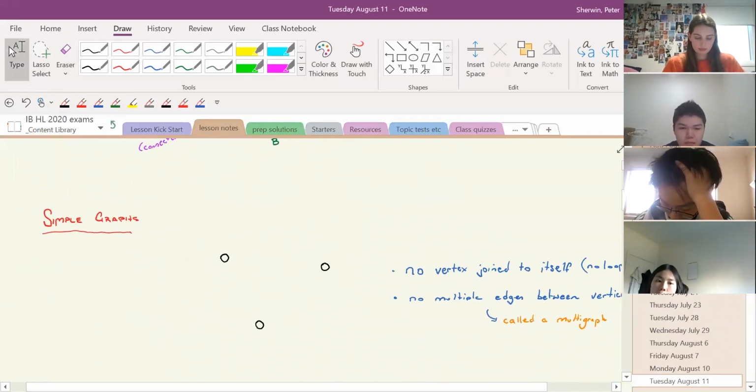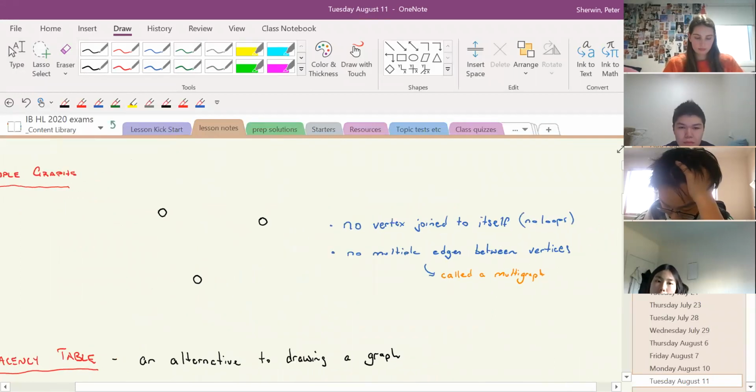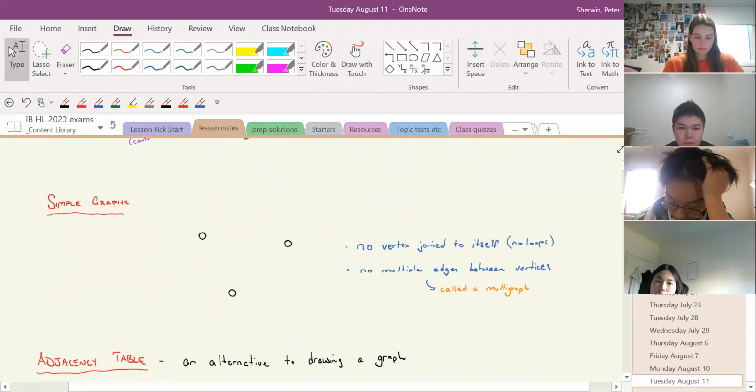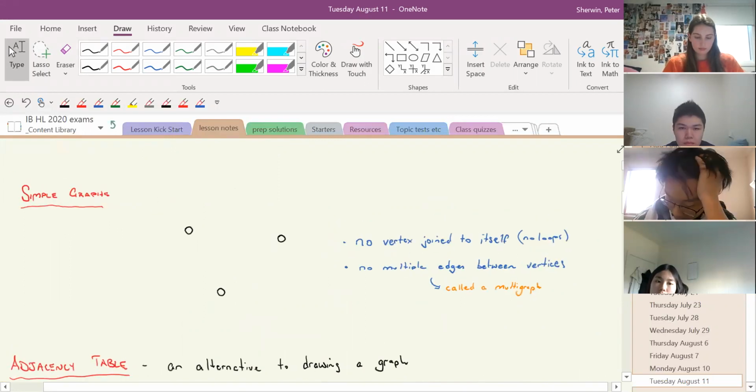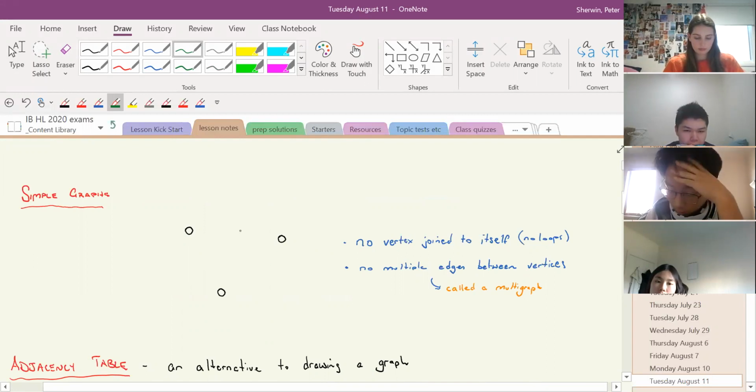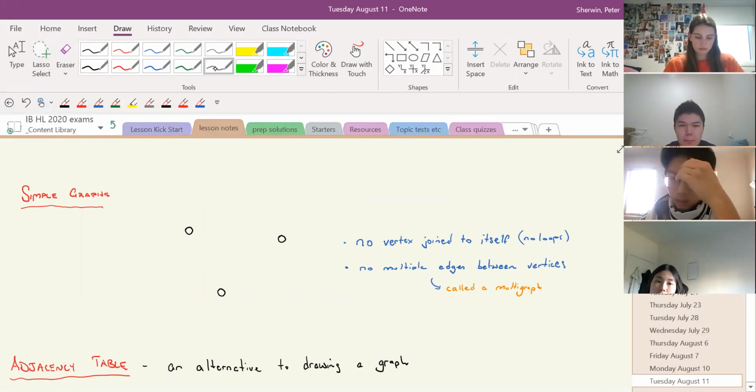First thing we look at is simple graphs and what defines a simple graph. So a simple graph has to satisfy these two conditions: no vertex joined to itself and no multiple edges. Multiple edge graphs are called multigraphs. Now at the moment, I've just got three points down here, so not much is happening with this graph. It is a graph. It's a 3-vertex graph, no edges. That is a simple graph already because there's no loops and there's no multiple edges.